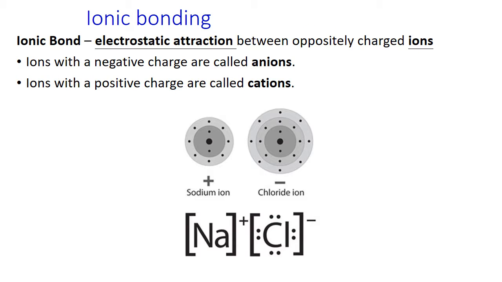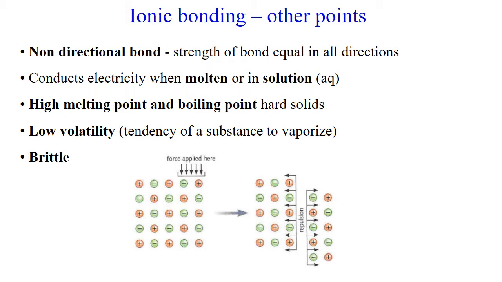So, ionic bonding. An ionic bond is an electrostatic attraction between oppositely charged ions. Here we have sodium chloride as our example. We have the sodium ion, which is positively charged, and the chloride ion, which is negatively charged, and because they are oppositely charged, they're going to be attracted to each other through this electrostatic attraction, which you probably looked at in physics. The other points around ionic bonding are that the bonds themselves are non-directional.